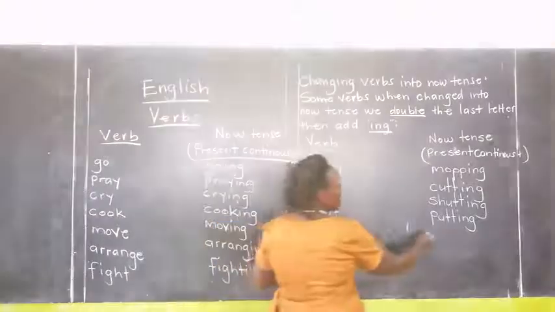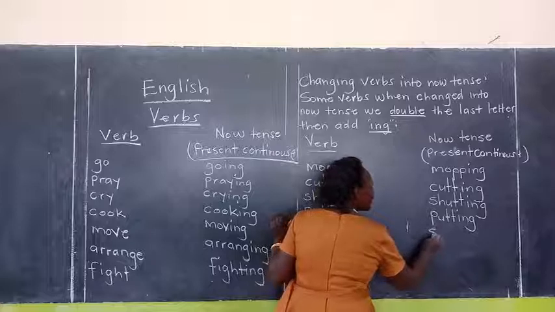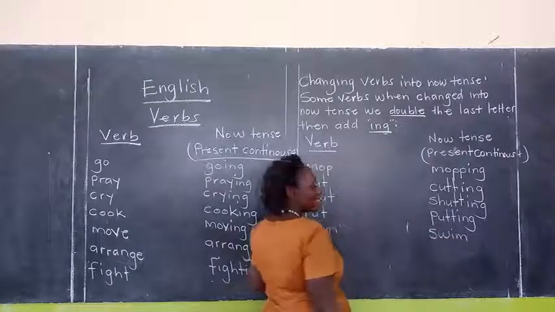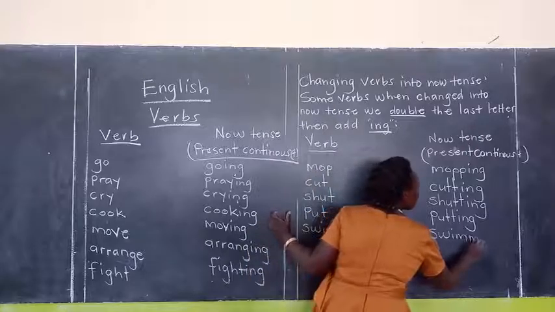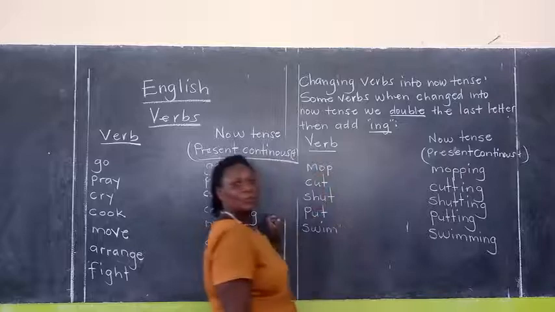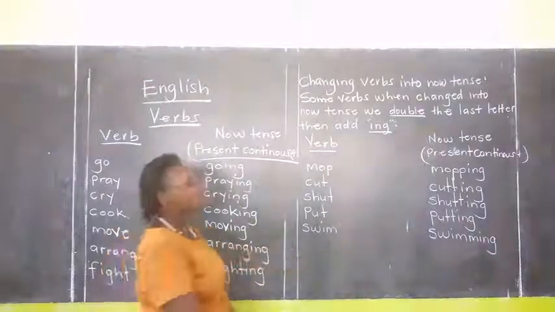Here we are going to double the last letter. We write our verb nicely like that. Swim. Then we add on, and we say swimming.